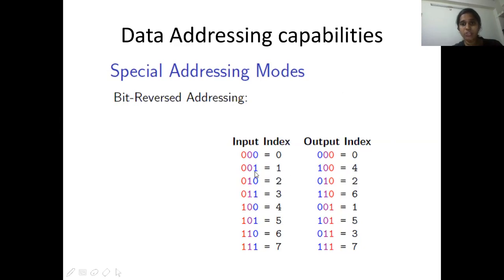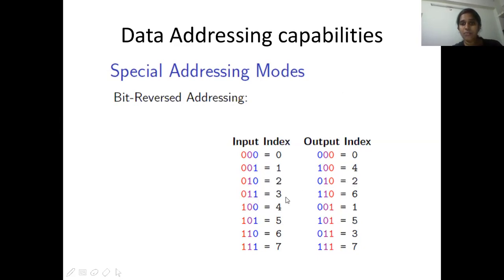Why? Because you just reverse this binary number 001. In bit reverse addressing, you will be reversing the bits. So 001 will be reversed and you will get 100. That is nothing but a 4. The binary number which is used to represent 4 is 100. If you reverse 010, you will get 010. That is the same, 2 and 2. So the input index is the same as the output index for 0 and 2.